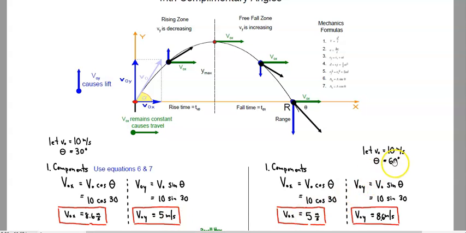If you used 60 degrees, it's the exact same equation, except it should say 60 right here instead of 30. And then you would get 5 meters per second and 8.6 meters per second. So complementary angles will exchange the values of Vox and Voy as they do here. And yes, there is a small typo right here. That should say 60 degrees in both of these places.